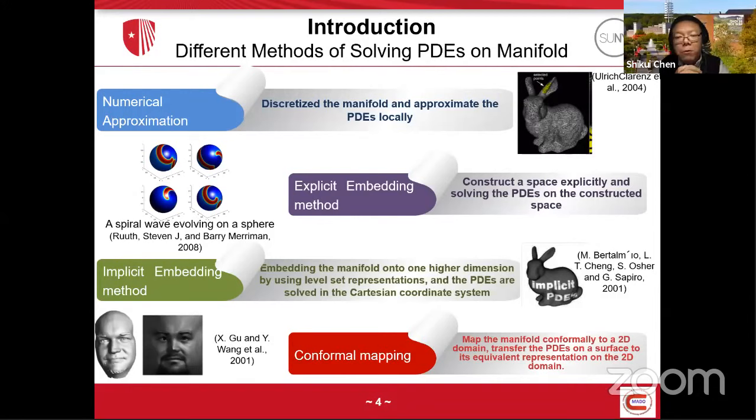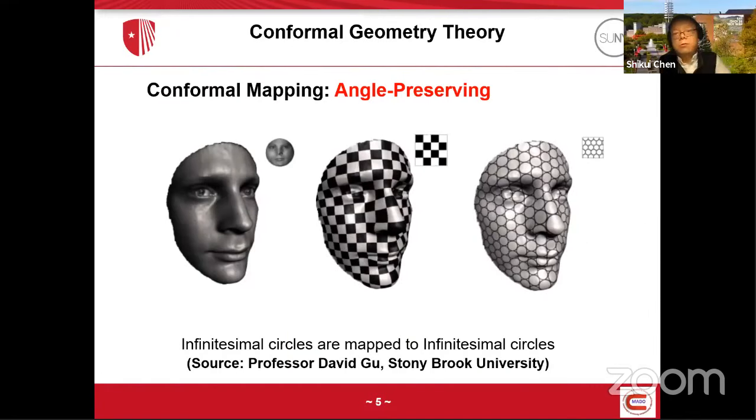Now, what we follow is a new approach called conformal geometry theory. This was pioneered by Professor Shing-Tung Yau at Harvard University, and my colleague, Professor David Gu, has spent his life developing this approach. The key idea is dimension reduction. We can convert a 2D surface embedded in R3 into a 2D plane, and then all the computation is done in the 2D plane. So the computational cost is greatly reduced because we reduced the problem from 3D to 2D without losing any accuracy. I will explain the details later. The next question is, what is the conformal geometry theory? I want to use one example to illustrate the key idea.